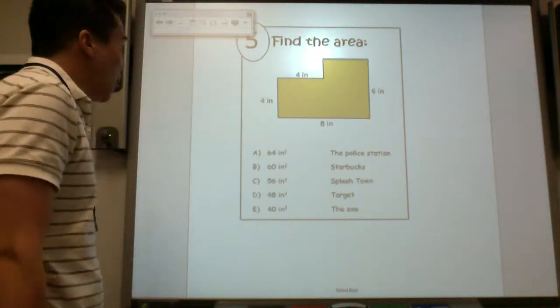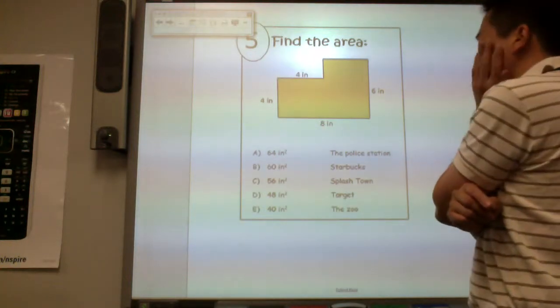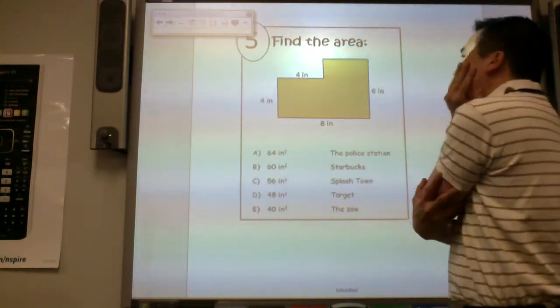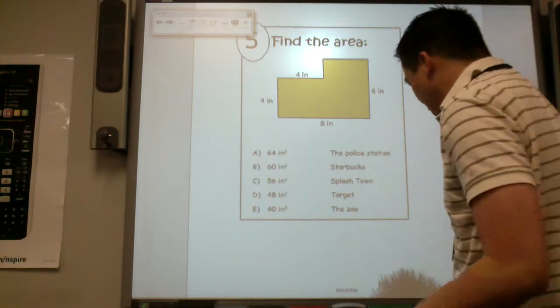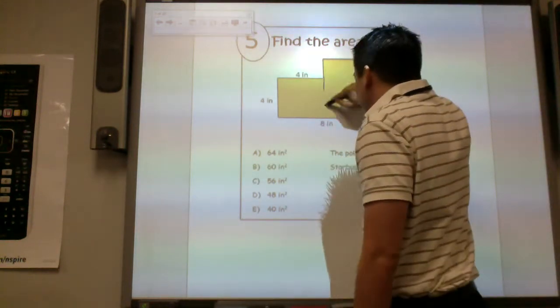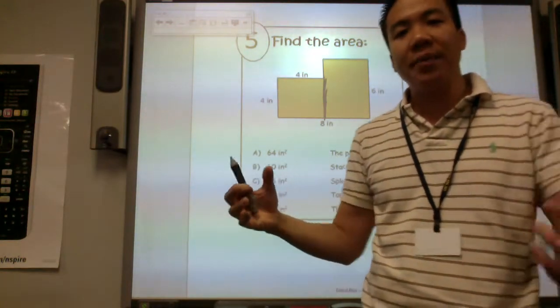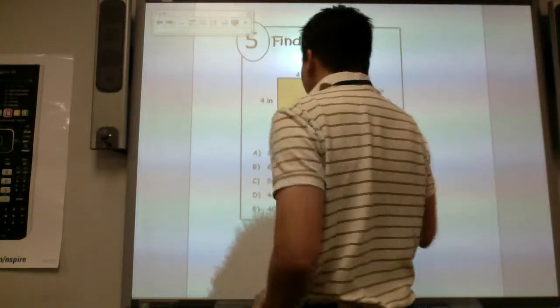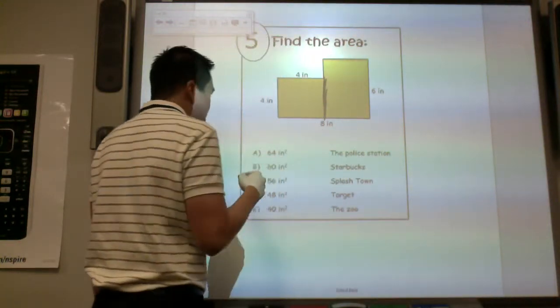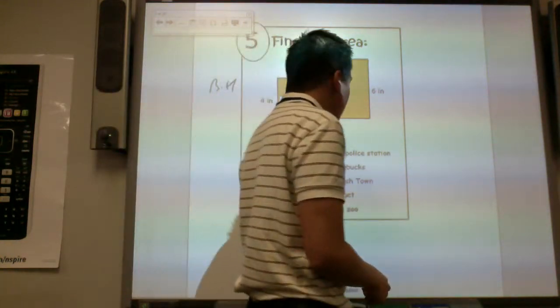All right, number 5. It's up to you. I see 2 rectangles here. Or actually, I see a square and a rectangle. I'm going to draw a line down this way. So I'm decomposing that whole shape into 2 recognizable shapes that I know of. I know of a square. This is a square. Area of a square is base times height. So that's 16 square inches.